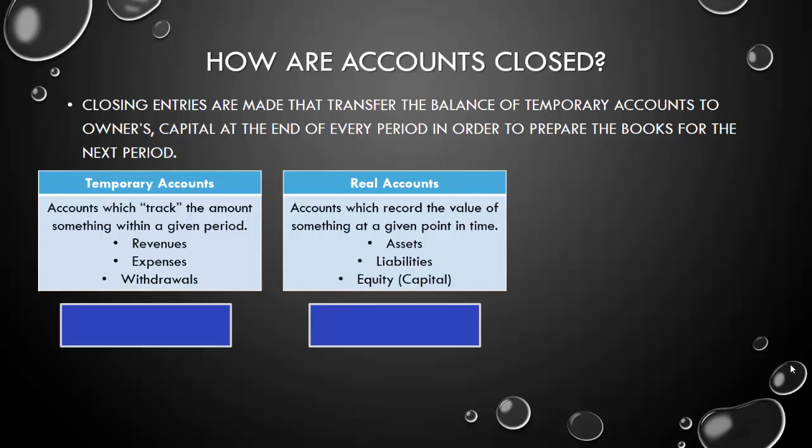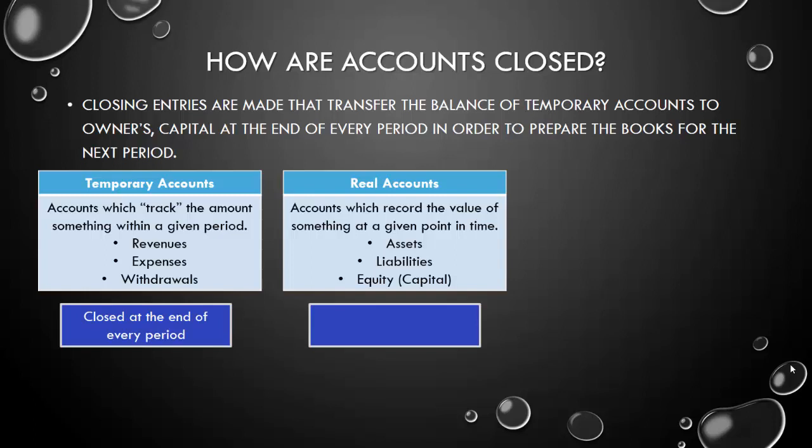Our temporary accounts, with a few exceptions, don't have any event or transaction that are going to cause those to decrease. You put revenues on the books whenever you provide a service or sell merchandise, but how does it come off? There's nothing that would happen normally that's going to cause your revenues to decrease. So if we didn't have some kind of method in the accounting system for removing these accounts from our books, they would just continue to grow and grow and grow over time.